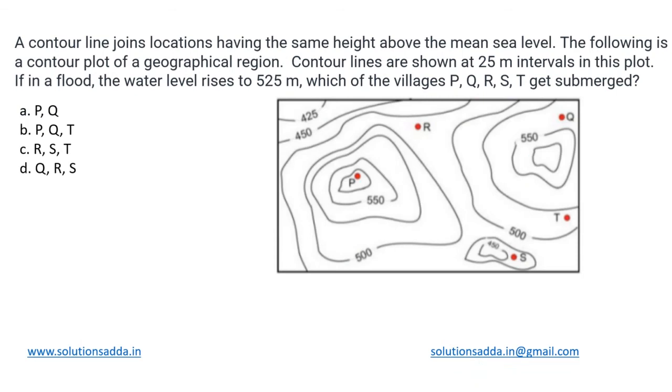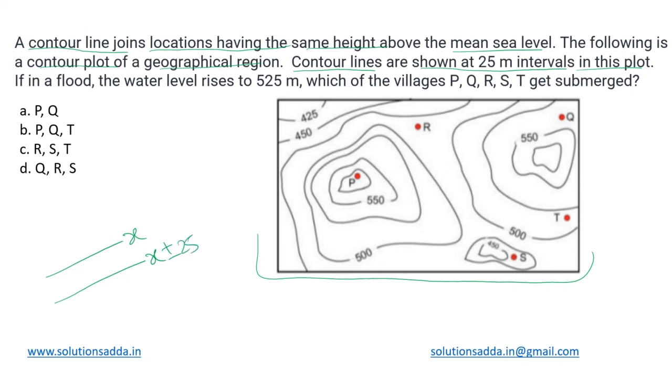This is a data interpretation type of question. It is saying that a contour line joins locations having the same height above the mean sea level. The following is a contour plot of a geographical region which has been represented in this picture. The contour lines are shown at 25 meter intervals in this plot, which means if we have two adjacent contour lines and one of them is representing the elevation of x, then the other would be representing x plus or minus 25 meters elevation. Now, if in a flood, the water level rises to 525 meters, then which of the villages P, Q, R, S, and T will get submerged, that we need to find out.